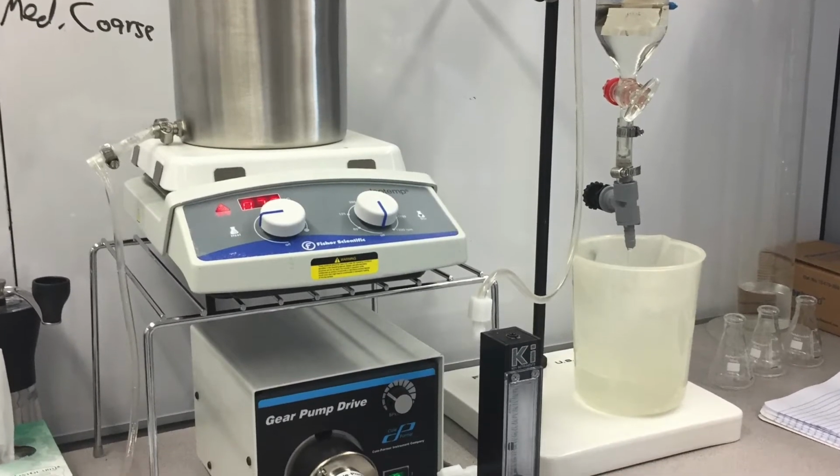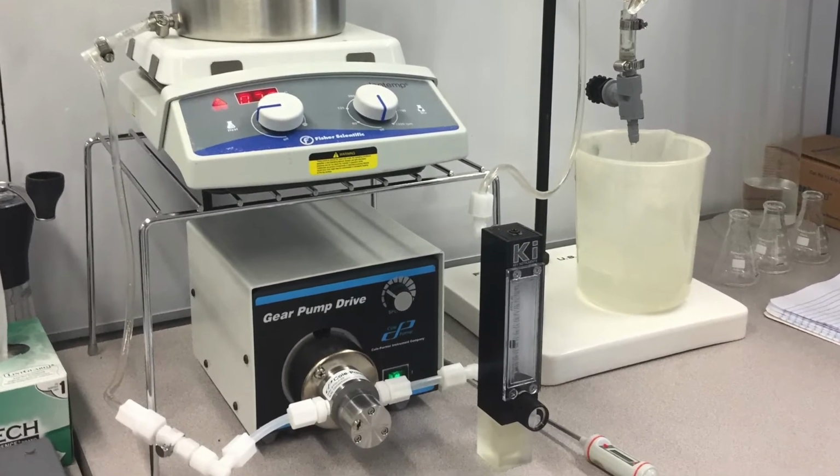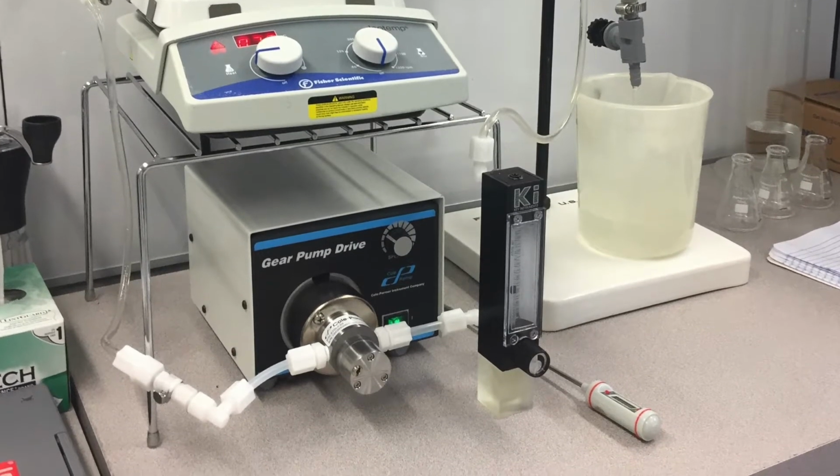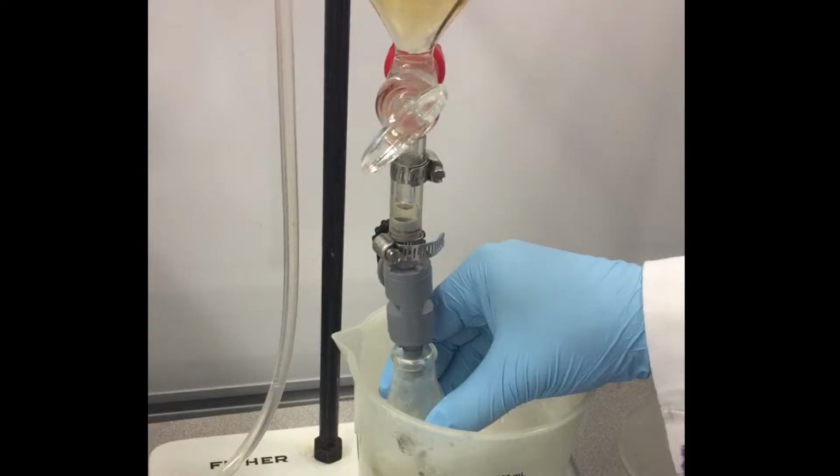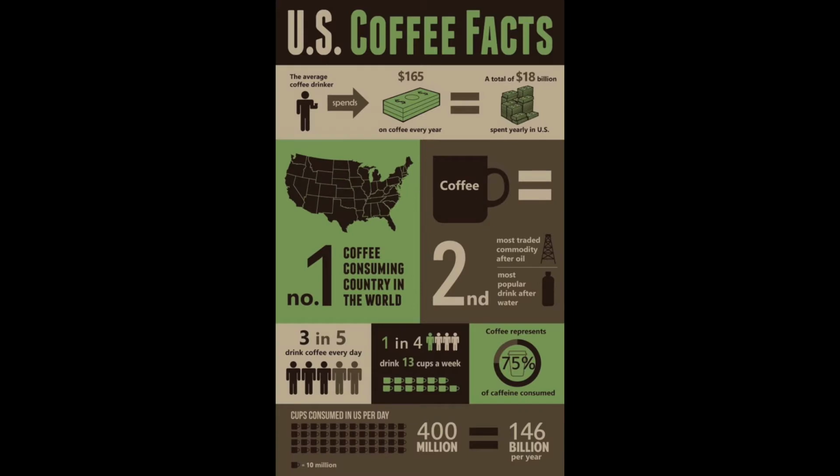The objective of this experiment is to observe how manipulating specified variables affects the amount of extracted caffeine from coffee grounds over time. The United States is the #1 coffee-consuming country in the world. Approximately 3 in every 5 people drink coffee every day, and coffee represents 75% of all caffeine consumed.